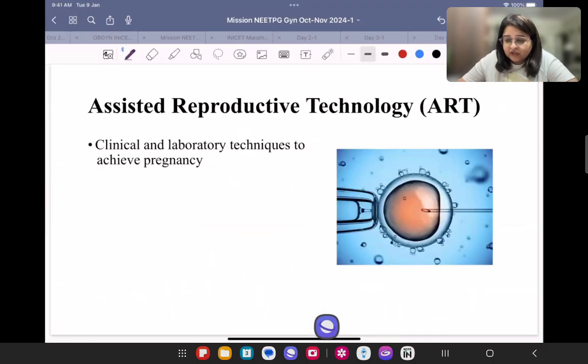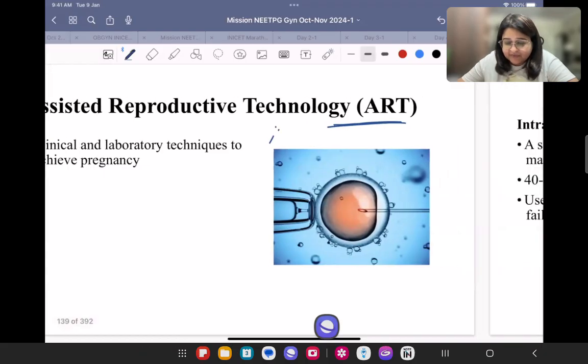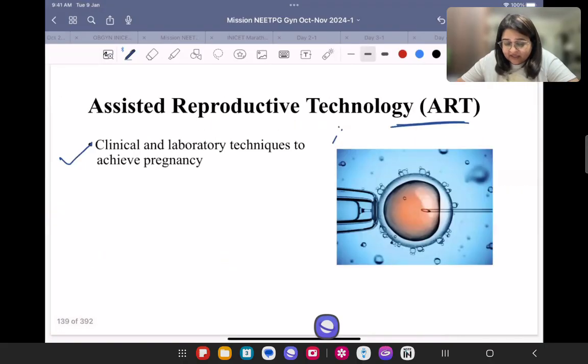Okay, coming now to a bit about IVF. IVF is basically assisted reproductive technology. It is basically clinical and lab techniques done to achieve pregnancy. Now, in ART, we have two main things. One is IVF and one is ICSI. IVF is in vitro fertilization. I already told you what we do. You give controlled ovarian hyperstimulation, you aspirate the oocytes. Letrozole we give usually for 3 to 6 cycles. If she doesn't conceive in 3 to 6 cycles, we move on to the second line drug.